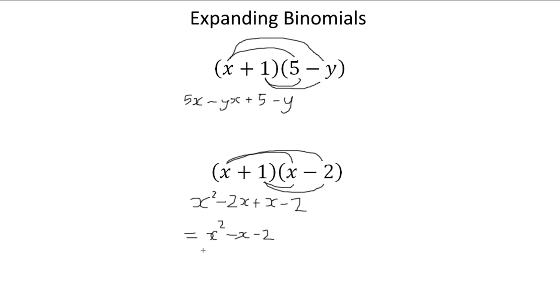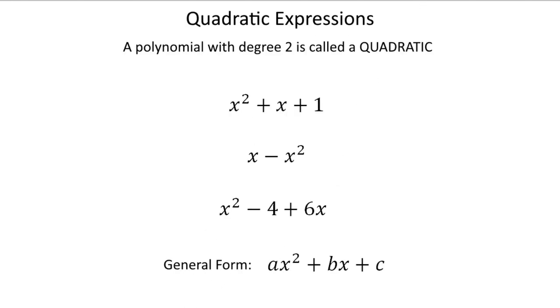So this here is a quadratic expression. This is a typical form of a quadratic expression. And now we're going to see what this actually means. So a quadratic expression is a polynomial with degree 2. Now that's quite a lot of new words there, so let me just break it down a bit.